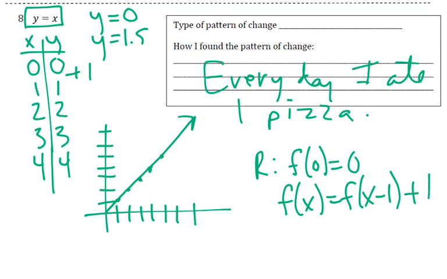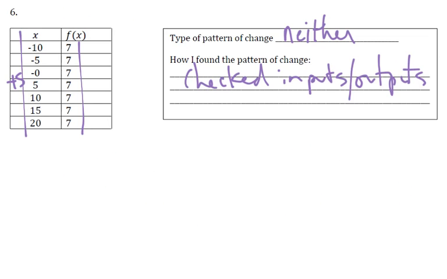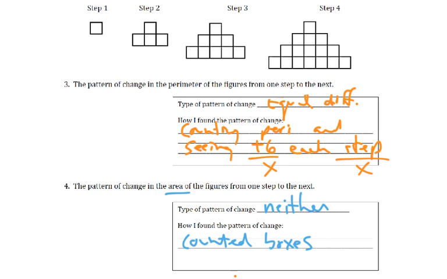Okay. Anything else? I guess we could draw a picture of yourself eating pizza every day. Something like that if you wanted to, but you don't necessarily have to. Okay, so we've got one of each. This one we called neither. Okay. This one, number 3, was a good one.